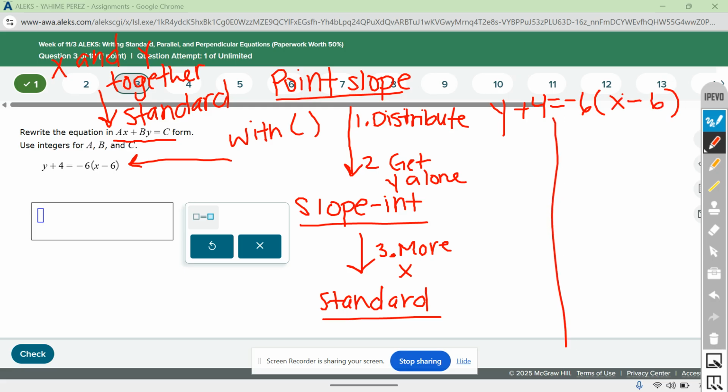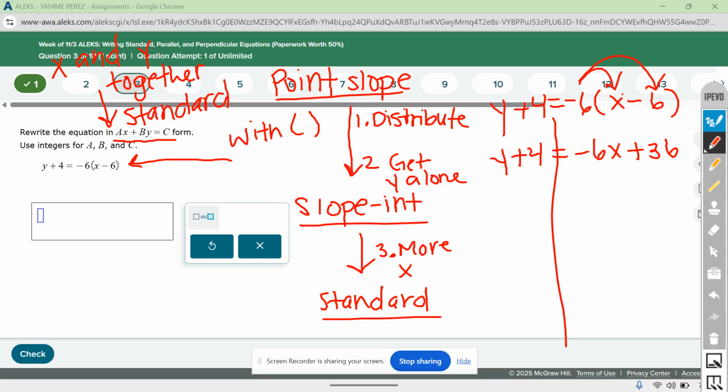I'm going to split this. So very similar to solving equations from chapter 1, right? I'm going to distribute the slope so that I'm getting rid of the parentheses. So I'm doing 6 times x, which is negative 6x, and negative 6 times negative 6, 2 negatives make a positive, 36. Okay, so that was my first step.